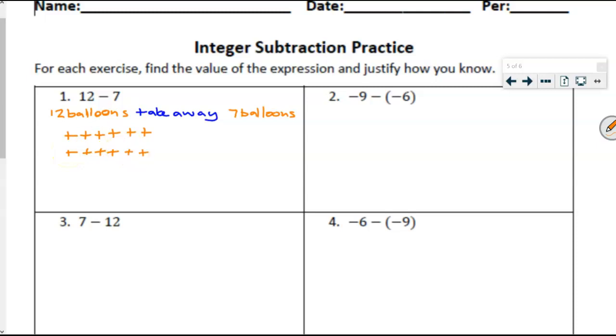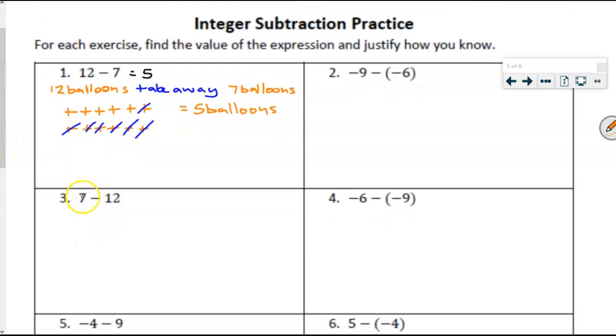And now that all 12 of them are drawn, can I cross out 7 of them? Now, 1, 2, 3, 4, 5, 6, 7. What do we have when I had 12 and I take away 7? Let's count what's left. 1, 2, 3, 4, and 5. 5 balloons, right? 12 balloons, take away 7 balloons is, of course, 5 balloons. Nothing wrong with that. It feels kind of like a 1st or 2nd grade level problem, right? Well, let's move on down to number 3 then.